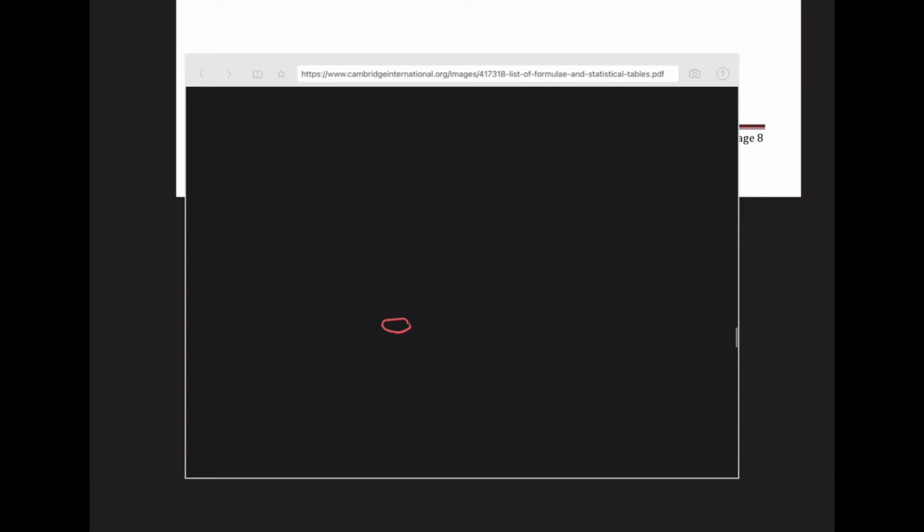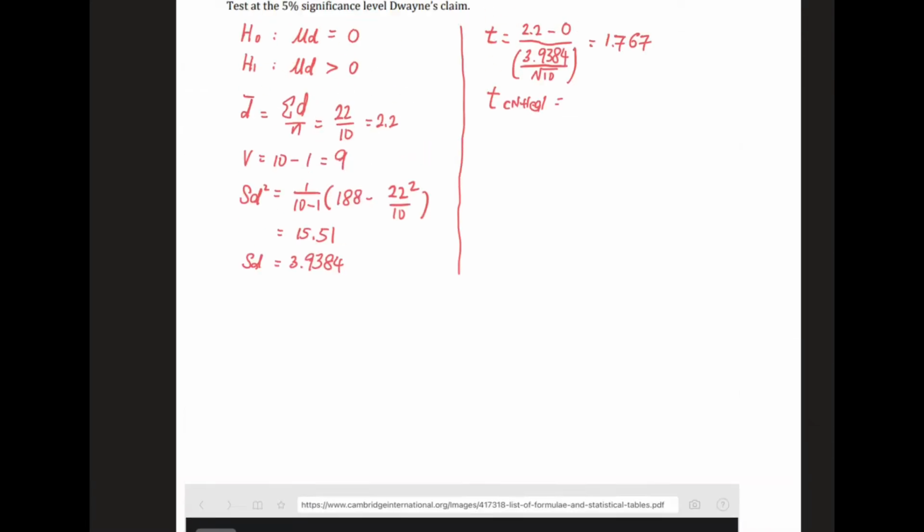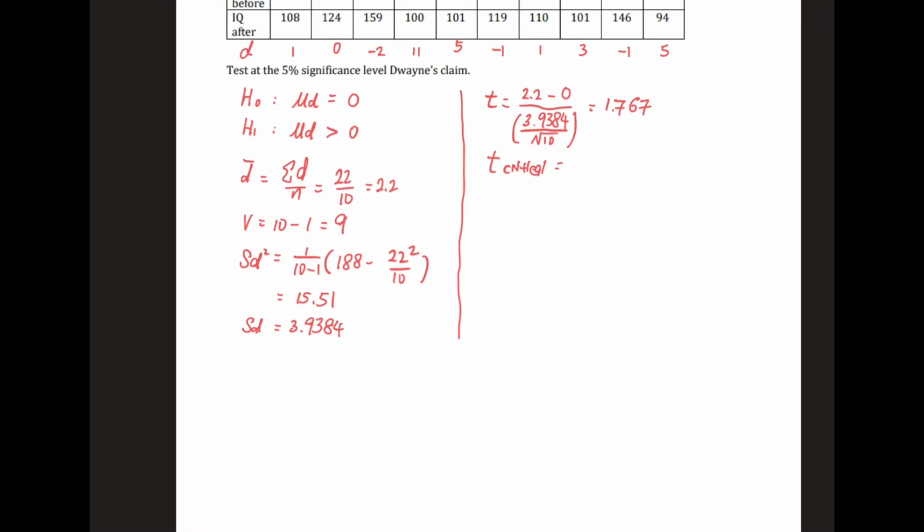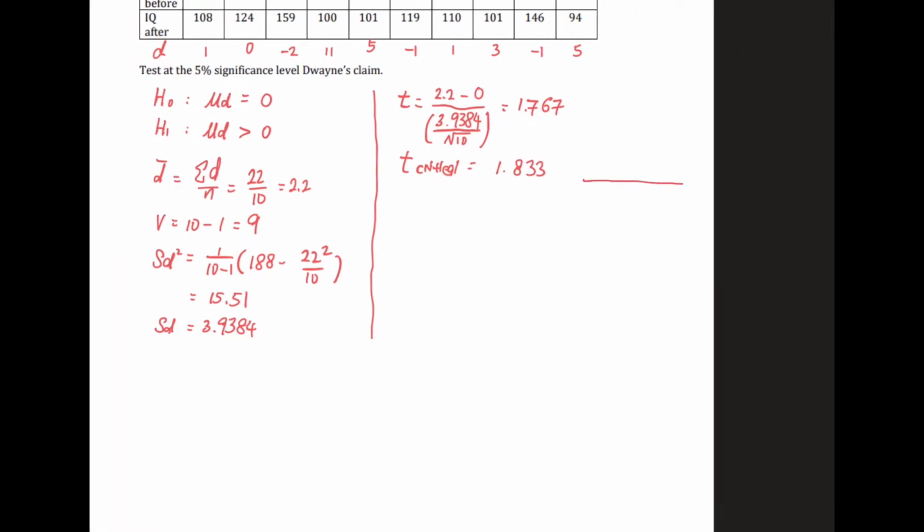Okay, so let's come back to the working here. So we get the critical value as 1.833. So you just look at the graph just now. So we have 1.833 here. So this is the critical region. Okay, critical region is here. So you can see our value 1.767 is not in the critical region, it's somewhere here.